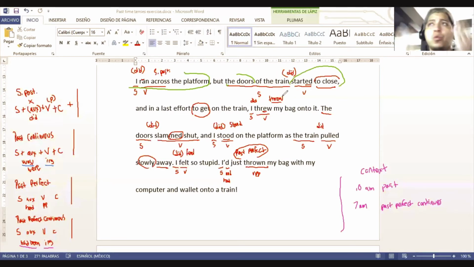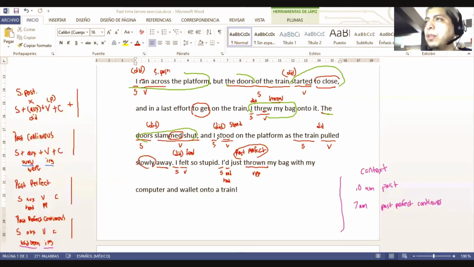They started to move. In a last effort to get in the train, I threw my bag onto it. I threw my bag. This is the most important part of the story, right? The important part of the story is that this person was so desperate that he threw his bag inside of the train. Then it says, the doors slammed shut. So the doors completely closed.